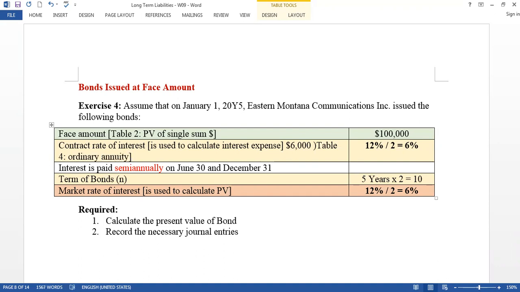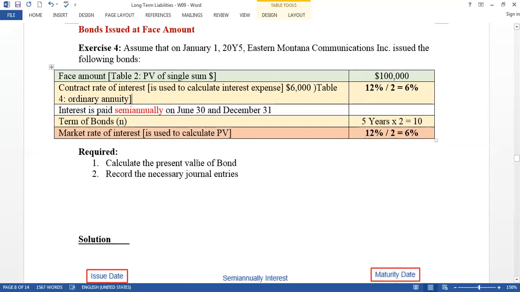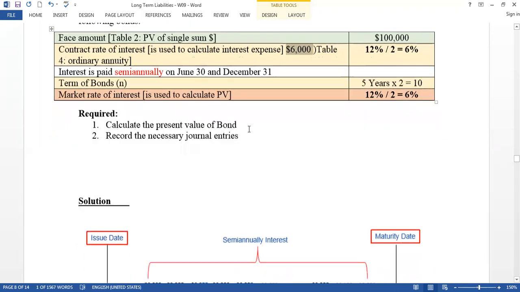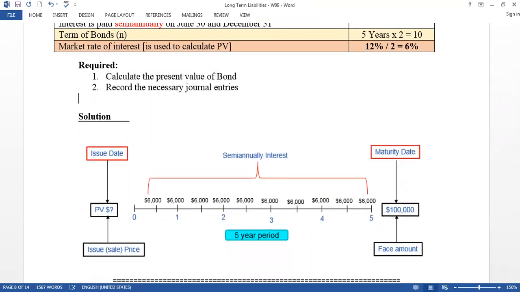Ordinary annuity. Clear? Now look at the question here. The question says to calculate the present value of the bond. So what is the present value of $100,000 today, right? And what is the present value of $6,000 today? We are going to calculate the present value of the bond first. After calculating it, I am going to tell you how to record the journal entries.